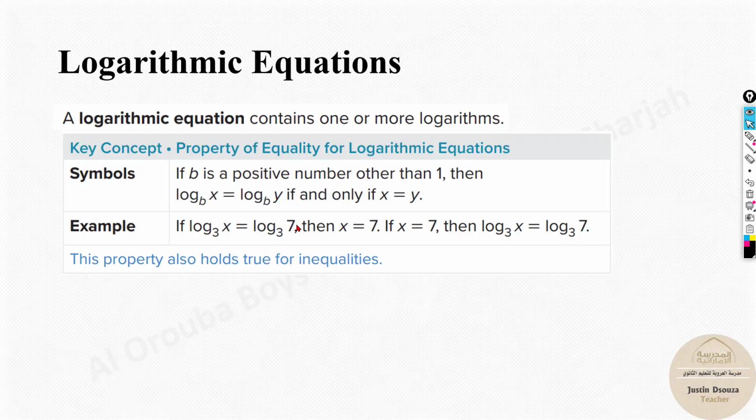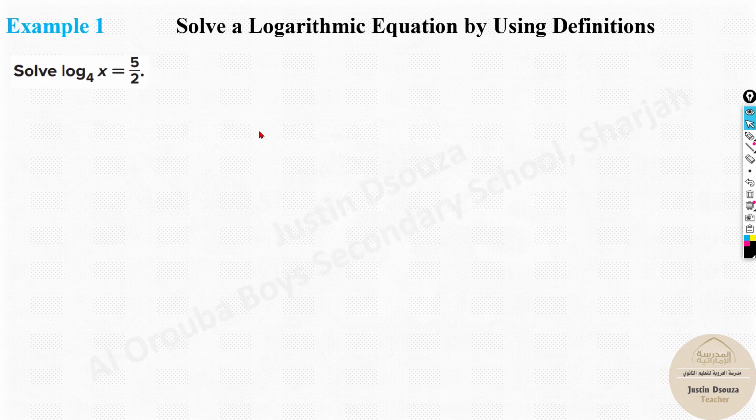This property holds true even for inequalities. Even if you have an inequality sign, you can simplify and just consider x is greater than 7. That's what it means. Before we go into logarithmic equations exactly, we will solve a simple problem which we have solved before in the previous video in lesson 1. If you have not yet watched that, please go back, watch it and then come over here.